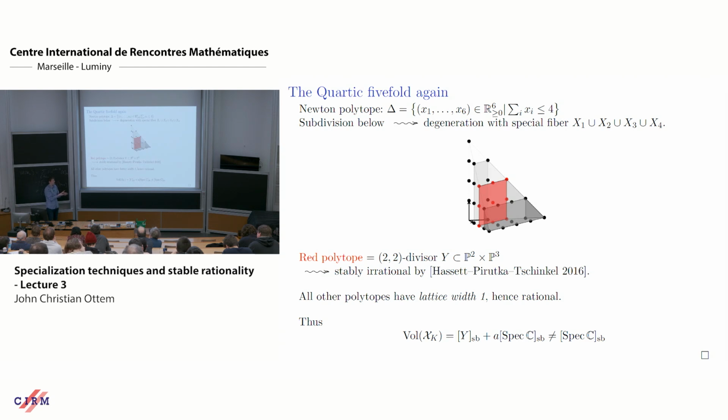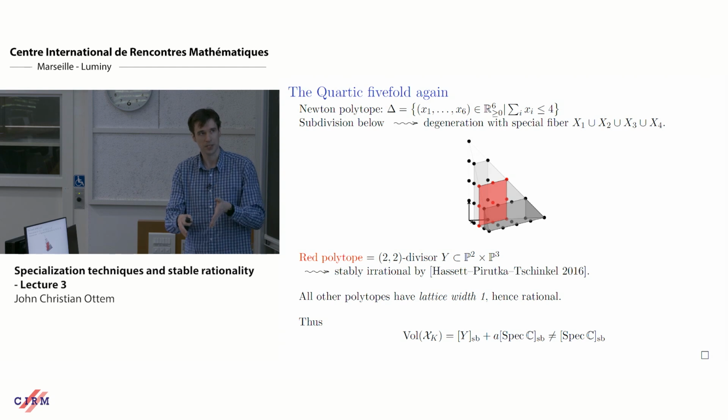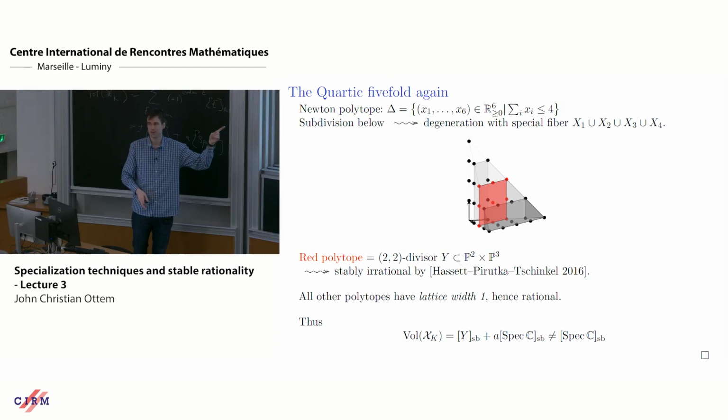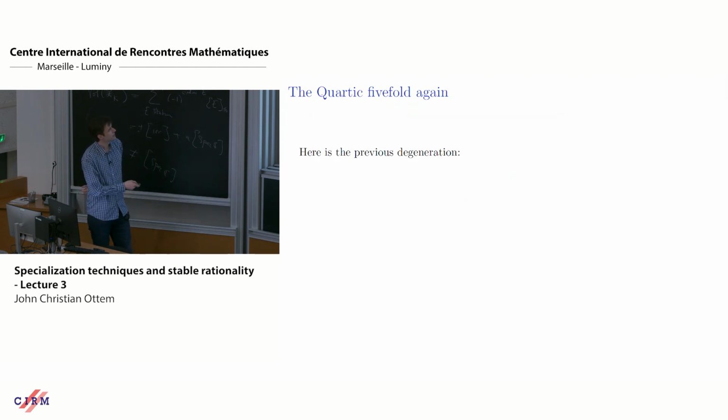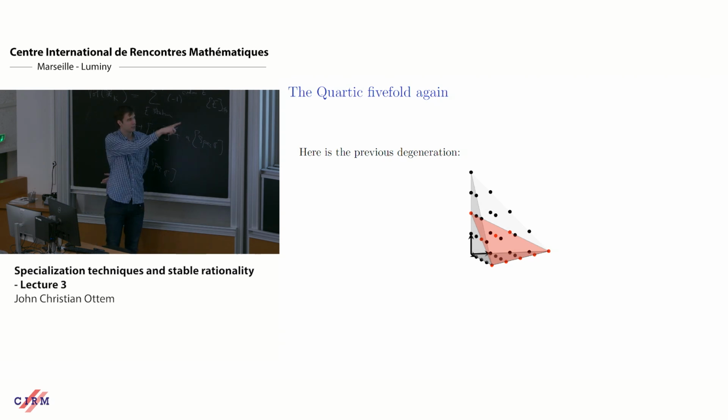So there we got this situation where we had these 2 pieces, and we didn't know whether these were irrational or not, but we knew something about their intersection. But here we don't really need that. We get this one polytope which we do know is irrational, and the rest we know is rational. So that's even cleaner, I think. But if you want, it's possible to realize the previous degeneration by this picture.